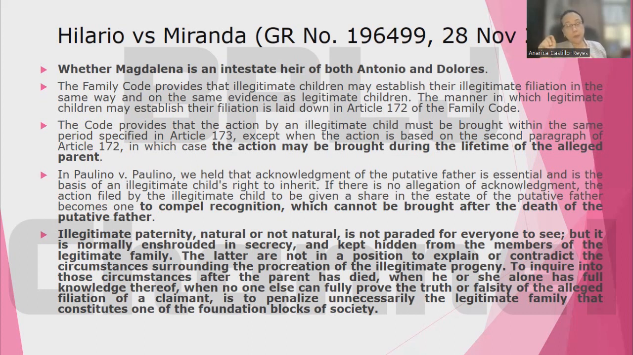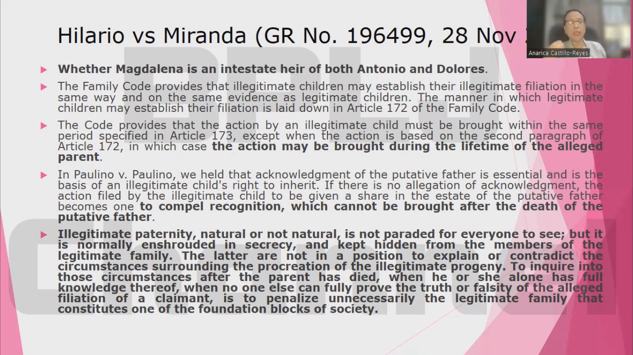Always remember that if the ground used to establish illegitimate filiation is under the second paragraph of Article 172, meaning open and continuous possession of the status of an illegitimate child, you have to bring that action not only within the lifetime of the child, but also within the lifetime of the putative parent. Why again? To give that putative parent the right to dispute or contest the allegation or claim of filiation.